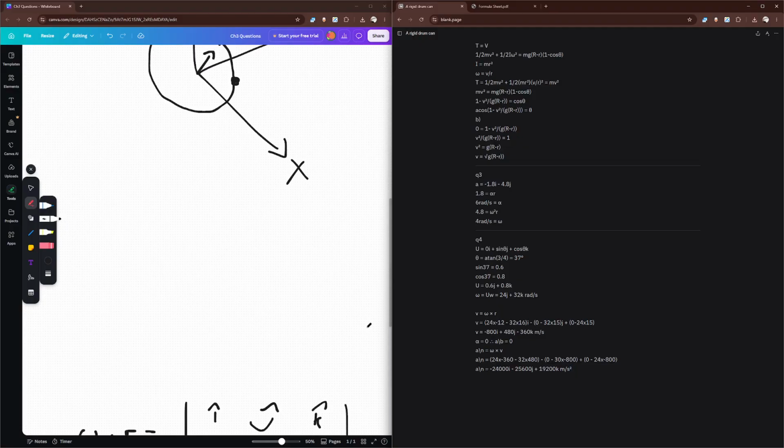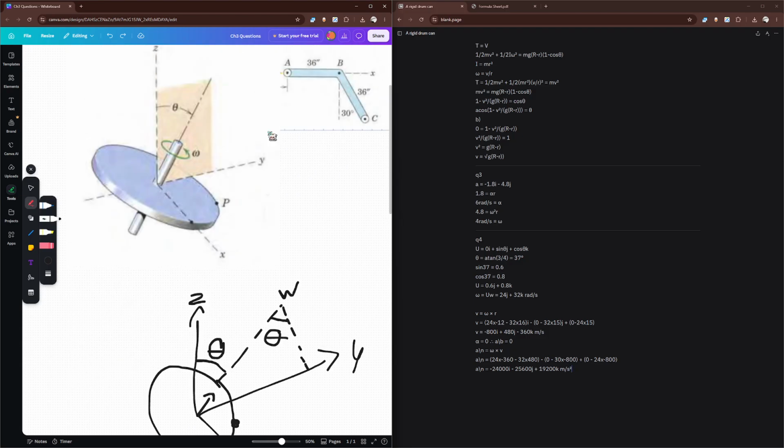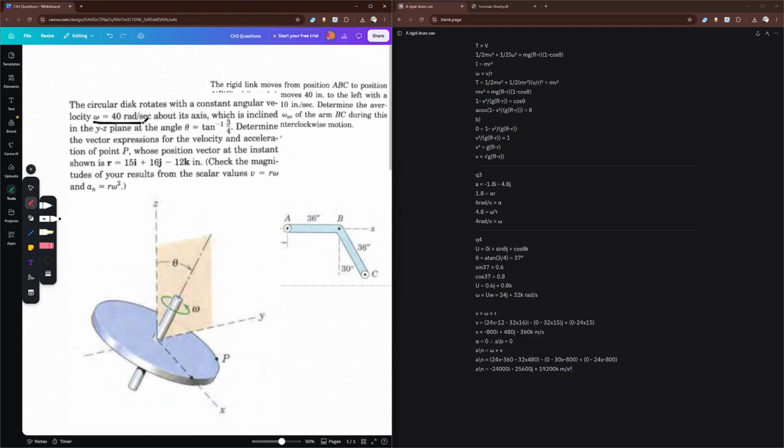You can, if you want to, on your own, check the magnitude of your results from the scalar values v is equal to r omega and a_n is equal to r omega squared. How you would get that is, well, you already have omega as a scalar. You would just do the normalization thing. You would take the square root of 15 squared plus 16 squared plus 12 squared to get the magnitude of r.